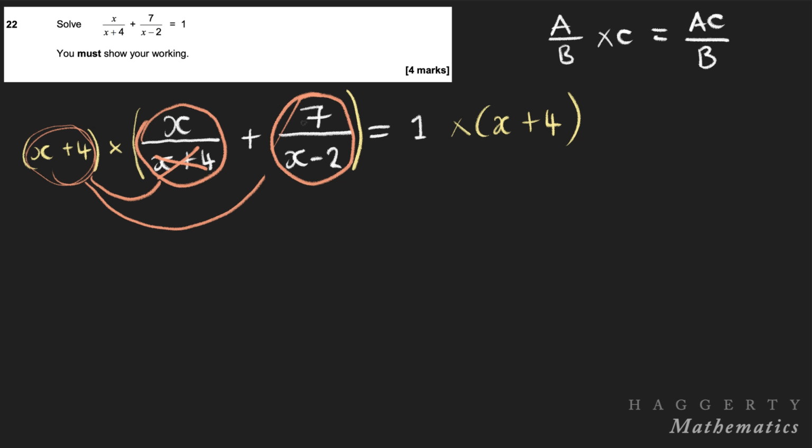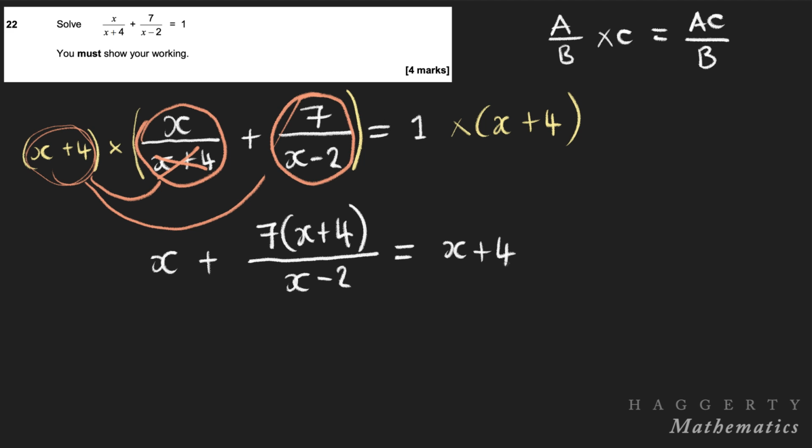It's just I'm using algebraic factors, right? The algebraic factor here is the x plus 4. So that's going to go inside the numerator as 7, lots of x plus 4. And then that's all divided by x minus 2, and this is going to be equal to 1 times x plus 4, which I can just write as x plus 4.